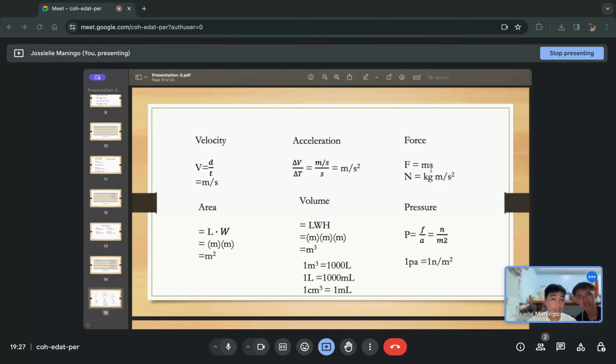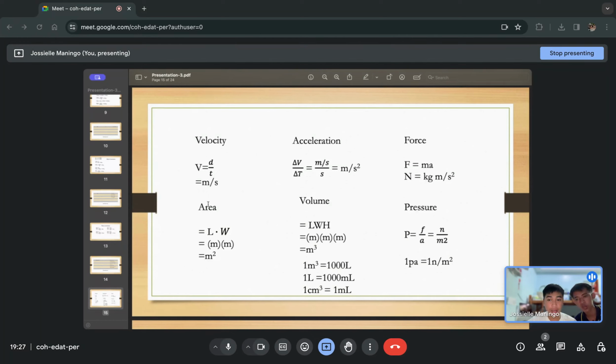And we have the force. Force is mass times acceleration, F equals MA. The unit of force, guys, is the Newton. A Newton is equivalent to mass times acceleration. The unit of mass is kg, and the unit of acceleration is what we got, meter over second squared.